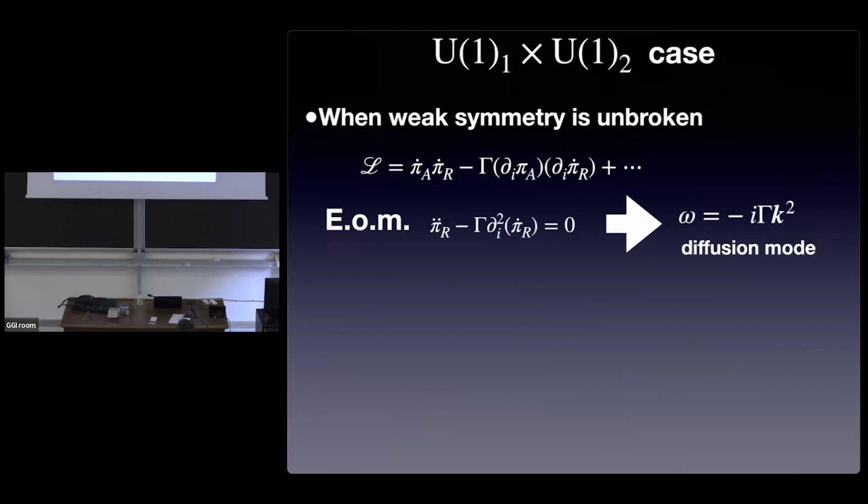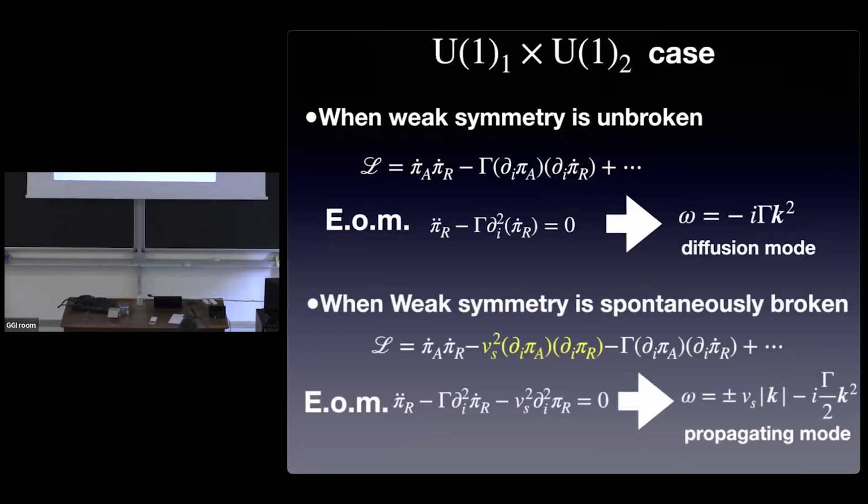Then if you write down the equation of motion, we get this kind of thing, which means that the dispersion relation has this form. That is nothing but the charge diffusion mode in this case. If weak symmetry is spontaneously broken, the situation changes a bit. In that case, we can have this kind of term, which was prohibited by the unbroken gauge transformation.